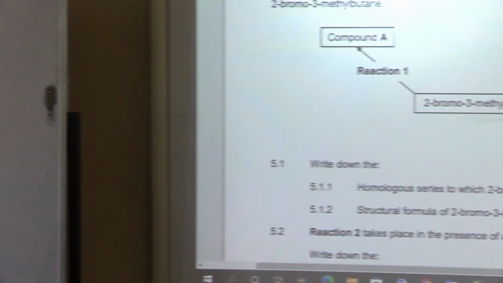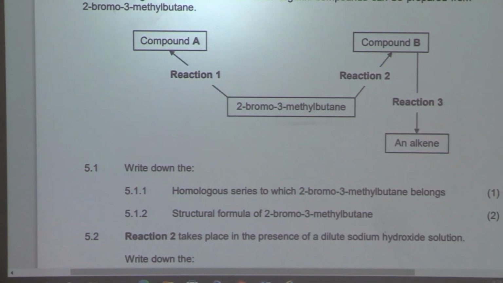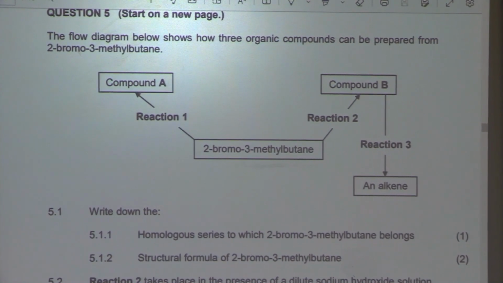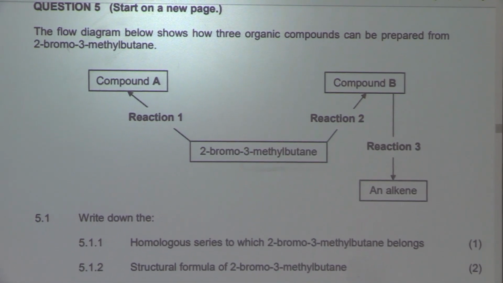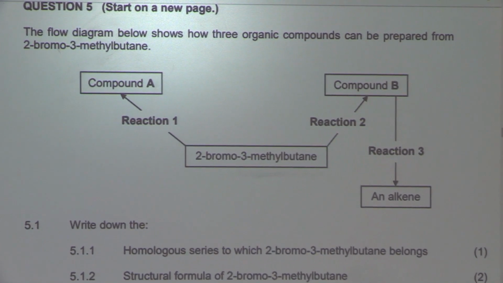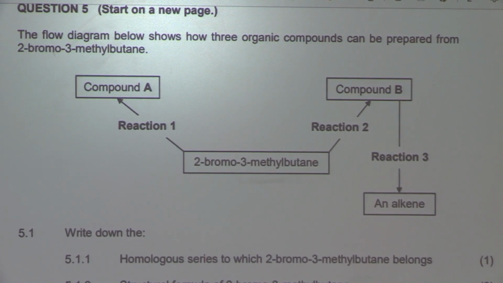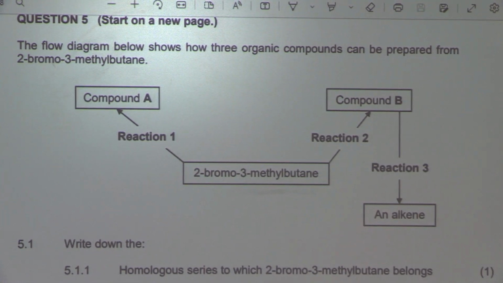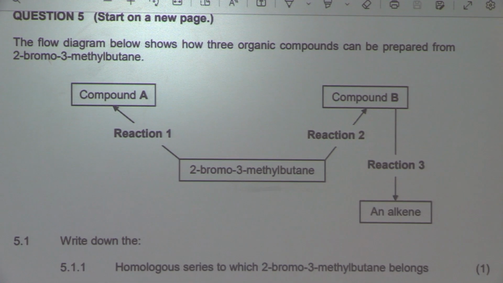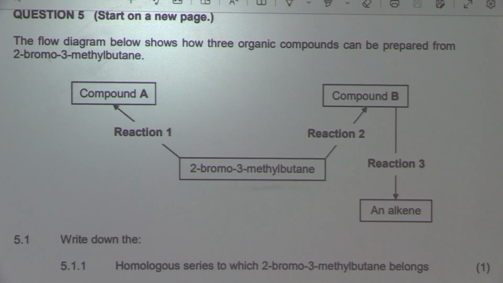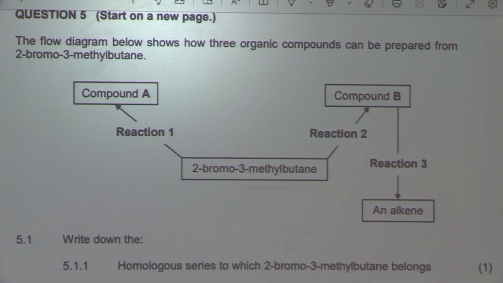Now, in this flow diagram, we have reaction 1 to give us compound A, reaction 2 to give us compound B, reaction 3 to give us an alkene. In other words, we need to have an alkene, we need to have a double bond, right?